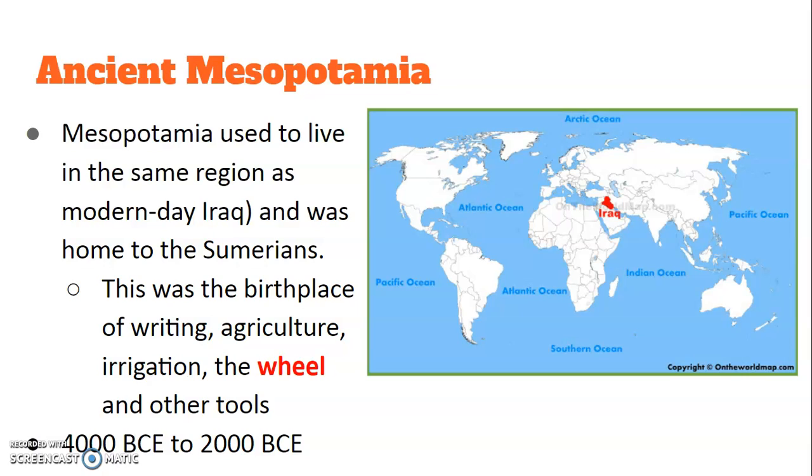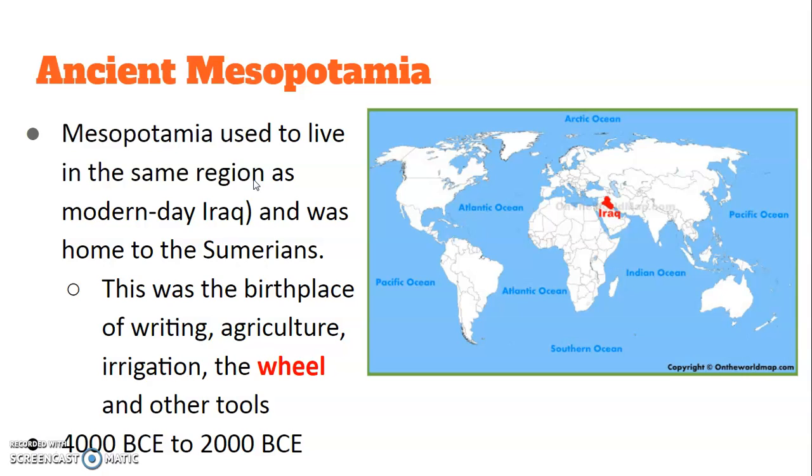So I want to talk about ancient cultures that did study math and what they discovered. So the first group I want to talk about is ancient Mesopotamia. They were located in what is now modern day Iraq. So it was in the Middle East.